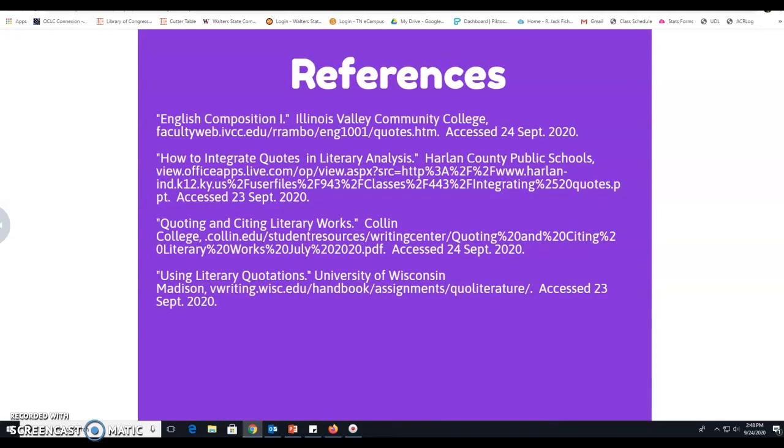These are just some references I consulted. If you're interested, you can look at those links, and they all lead to some really detailed examples of how to use quotes in literary analysis.